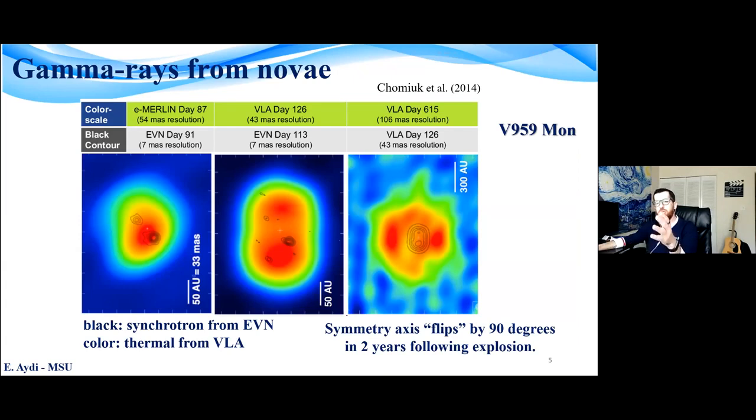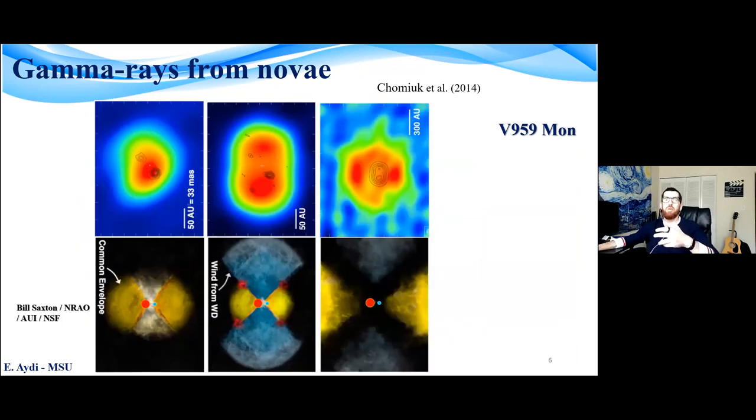The color images here are thermal emission, while the black contours are synchrotron emission. Early on, we see some blob that is not very well resolved. Then we start seeing two distinct blobs moving in one direction. And 2 years later, the symmetry flips, and now we can see two blobs moving in a perpendicular direction. So what we think is happening is that initially we cannot resolve the nova ejecta, but later we first resolve the faster bipolar flow, which is expanding at greater speeds. 2 years later, the fast flow has dissipated, and now we can resolve the initial slower and dense flow.